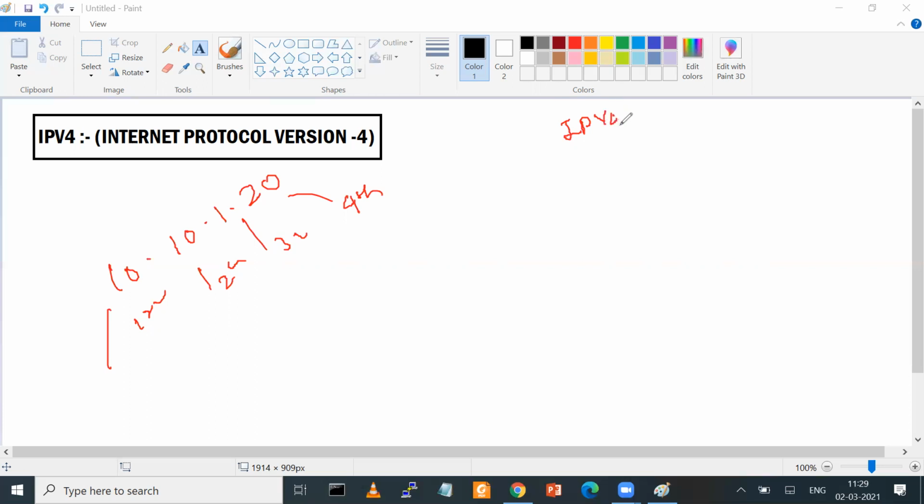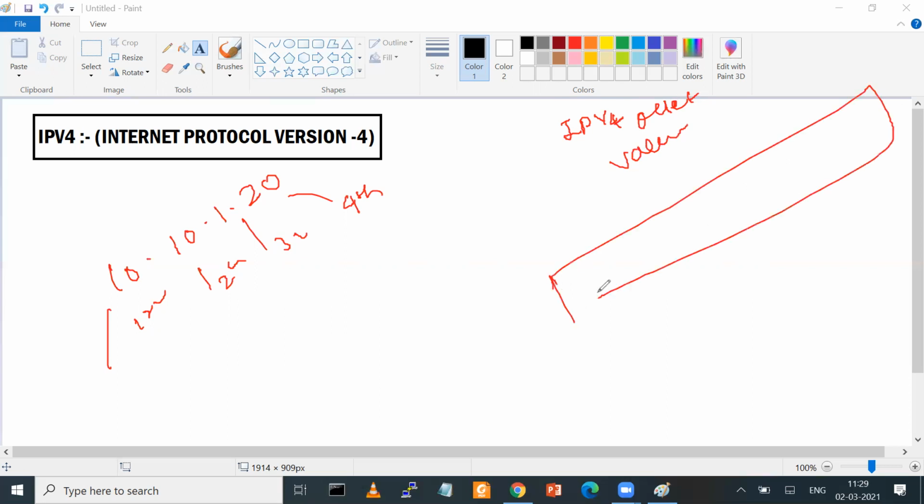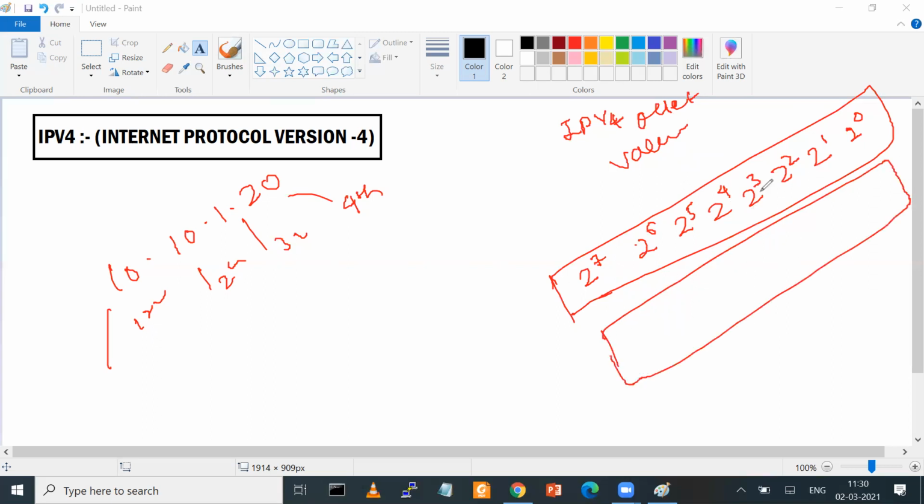IPv4 ऑक्टेट वैल्यूज. IPv4 में जो ऑक्टेट वैल्यूज होंगी वो कुछ इस तरीके से होंगी. पहले 2 की पावर में देखते हैं. 2 की पावर 0, 2 की पावर 1, 2 की पावर 2, 2 की पावर 3, 4, 5, 6, 7. ऑक्टेट मीन्स 8 बिट वैल्यू. तो जो 8 बिट वैल्यूज बनेंगे वो ऐसे बनेंगे. 2 to the power 0 which is 1, 2 to the power 1 which is 2, 2 to the power 2 which is 4, 2 to the power 3 which is 8, 2 to the power 4 which is 16, 2 to the power 5 which is 32, 64, 128.